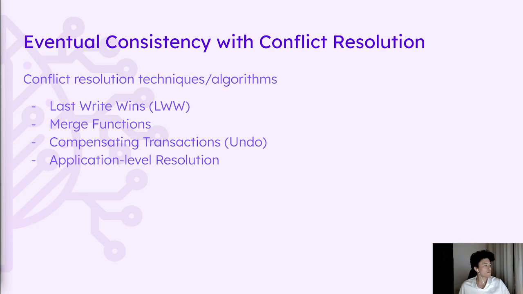Another way to do it is merge functions. Instead of picking one winner, what if the result is a combination of all the previous update values? Consider the example of a Google Doc. You go offline, you start writing some content. Another collaborator also starts writing other content, and when you're back online, the merge function will try to take both of your inputs to generate one.